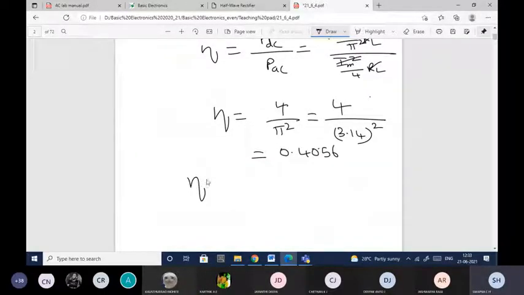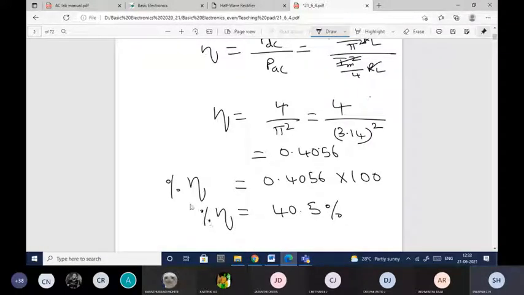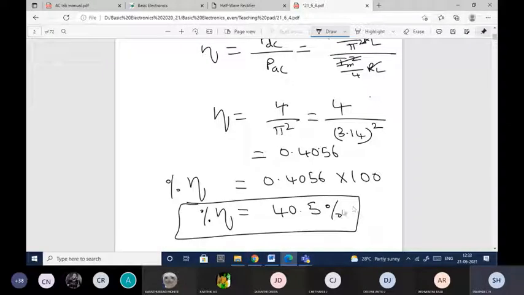So efficiency in percentage is given by, you need to multiply with 100. Okay, so this is nothing but 40.5%. This is the efficiency of your half wave rectifier. So if you observe, our efficiency has come below 50%. So the efficiency is very less in half wave rectifier. So this is the disadvantage of your half wave rectifier, since it is rectifying only half of the signal.